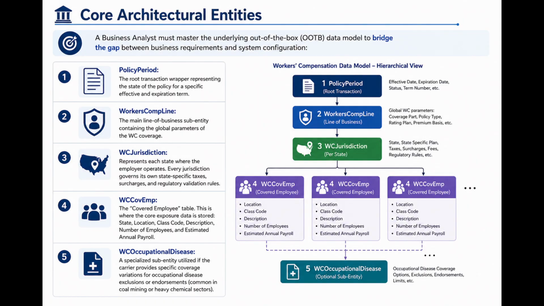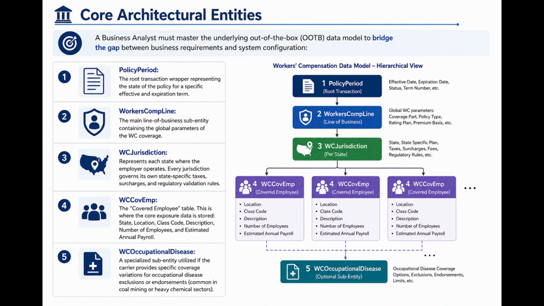It acts as a global bucket for properties, parameters, and baseline exclusions that apply to the entire policy. A business analyst leverages the WorkersCompLine to manage high-level configurations before state-specific variations are applied. Because workers' compensation is dictated by statutory laws, the data model introduces the WCJurisdiction entity to handle geographic segmentation. For every state where an employer operates, PolicyCenter instantiates a separate WCJurisdiction row. This entity encapsulates state-specific taxes, regulatory surcharges, and localized validation rules.